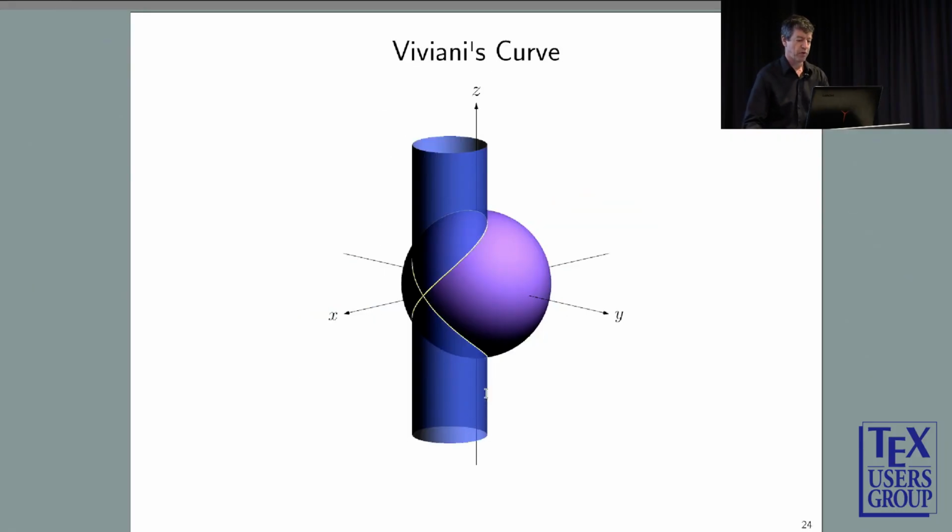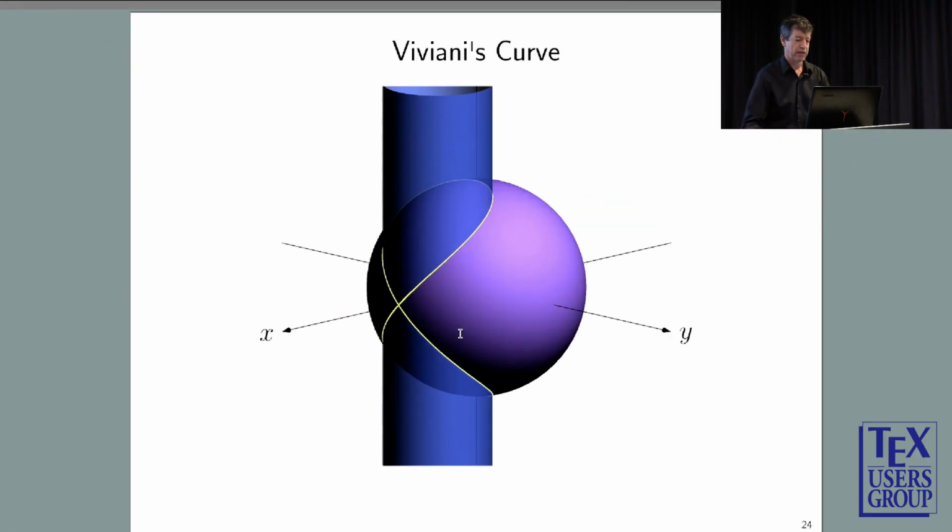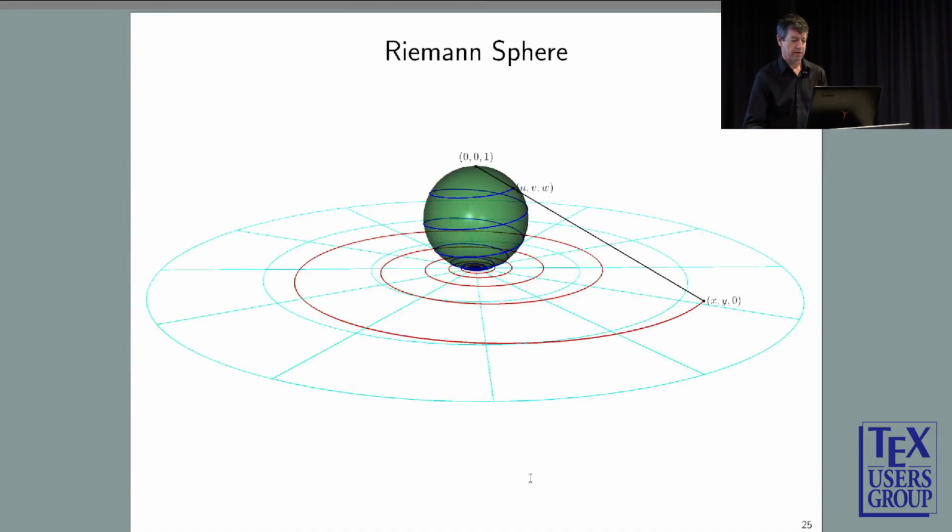Here's a nice calculus problem. So there's an exercise afterwards. You can calculate the surface area of the sphere that's inside the cylinder, and that's a fun exercise. And again, we have transparency in that example.